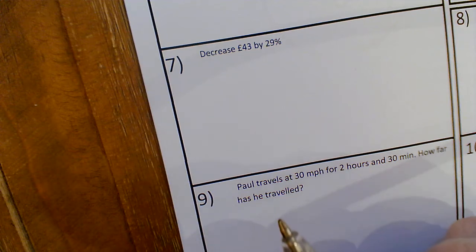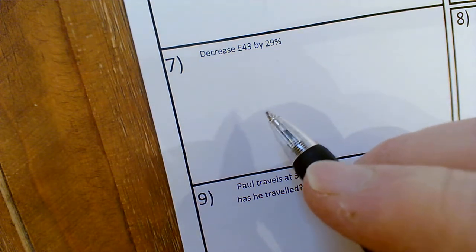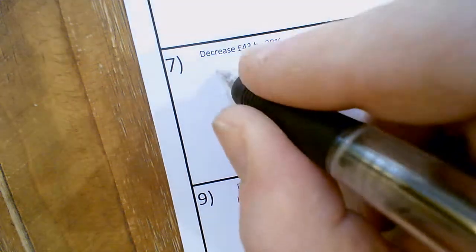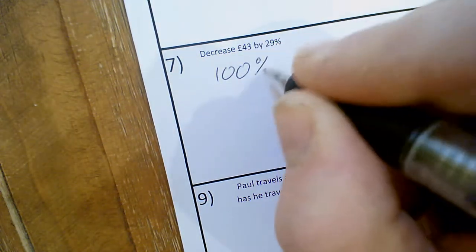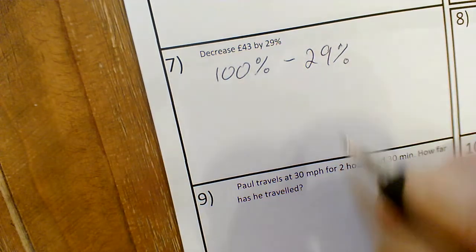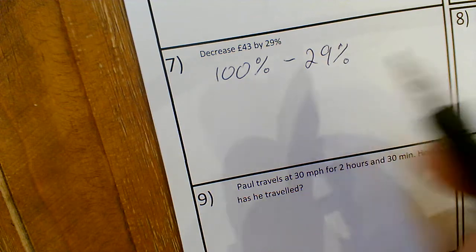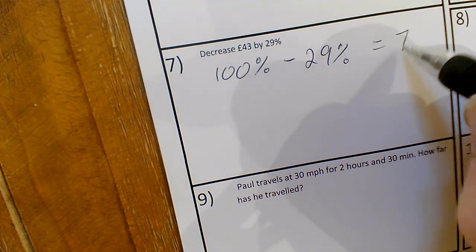Question 7. Decrease £43 by 29%. Okay, then I will. 29% coming off. It's a decrease, it's going down. 100% is what I always start with. If I take off 29%, well, if you take off 30%, you've got 70, but I only need to take off 29, so it's 71%.